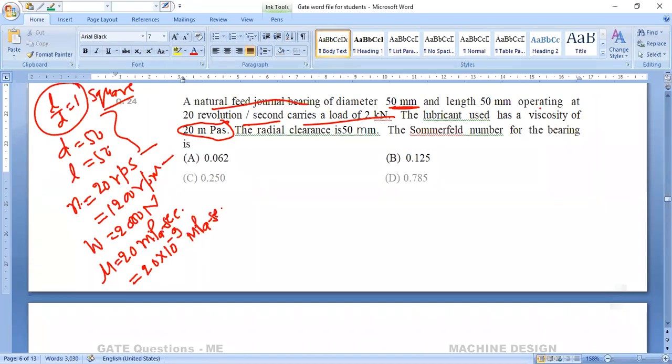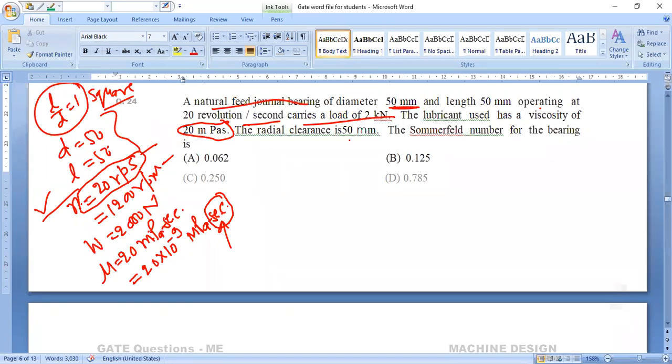megapascal second. For the unit compatibility, I am taking force in Newton, other dimensions in millimeter, and time in seconds. Time is in seconds, be careful. Because time is in seconds, RPM can be used as RPS. So this will be useful for us according to unit compatibility.